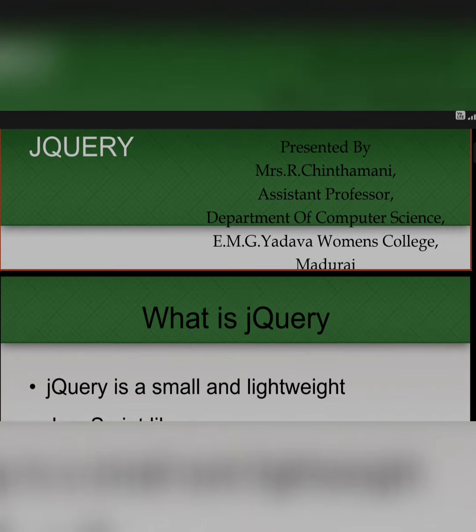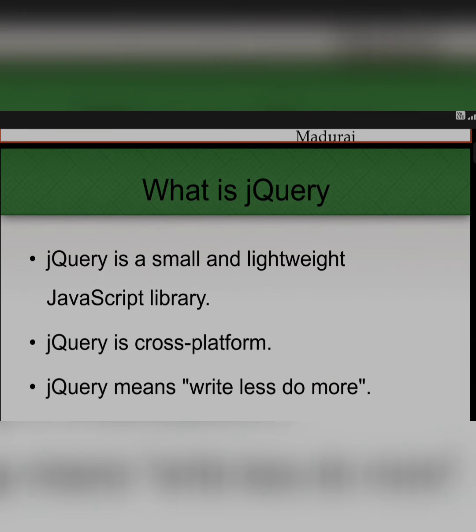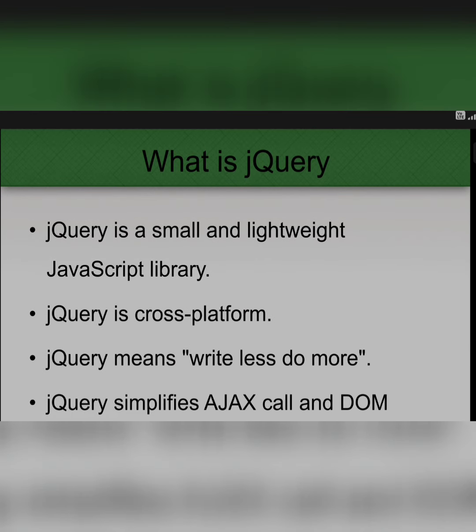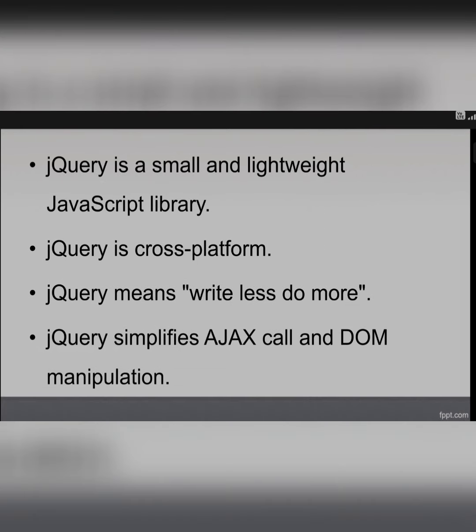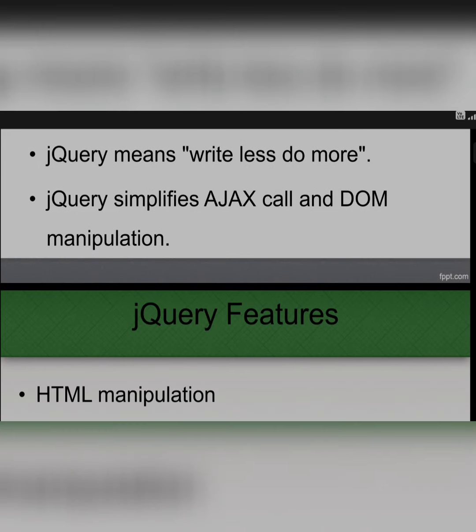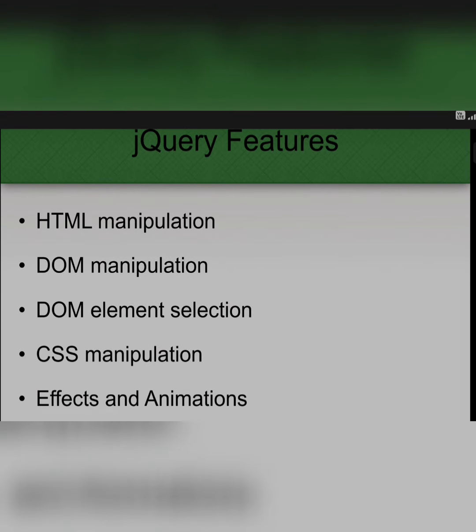What is meant by jQuery? jQuery is a small, lightweight JavaScript library. jQuery is cross-platform. It means write less and do more. It simplifies the Ajax call and DOM manipulation. jQuery has many features that we are going to use.